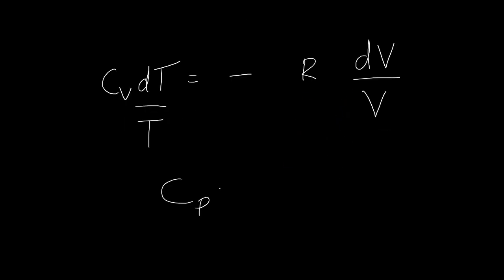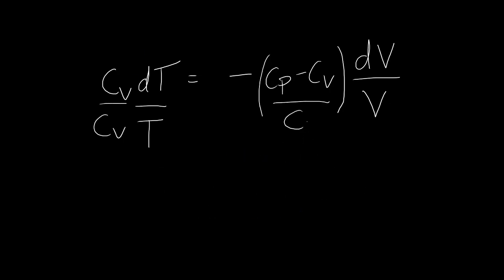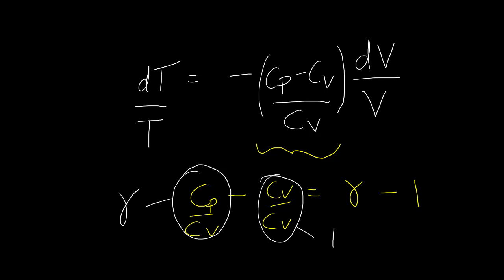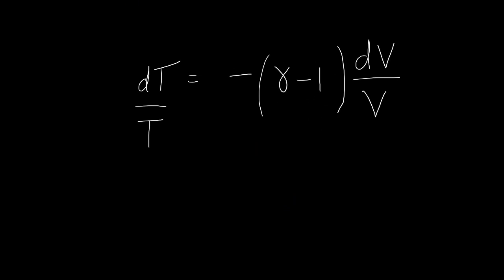Now from Cp equals Cv plus R, we have Cp minus Cv equals R, which we substitute for R. Then divide both sides by Cv to get dT divided by T equals minus (Cp minus Cv) divided by Cv times dV divided by V. Simplifying, and noting that Cp divided by Cv equals gamma, the equation becomes dT divided by T equals minus (gamma minus 1) dV divided by V.